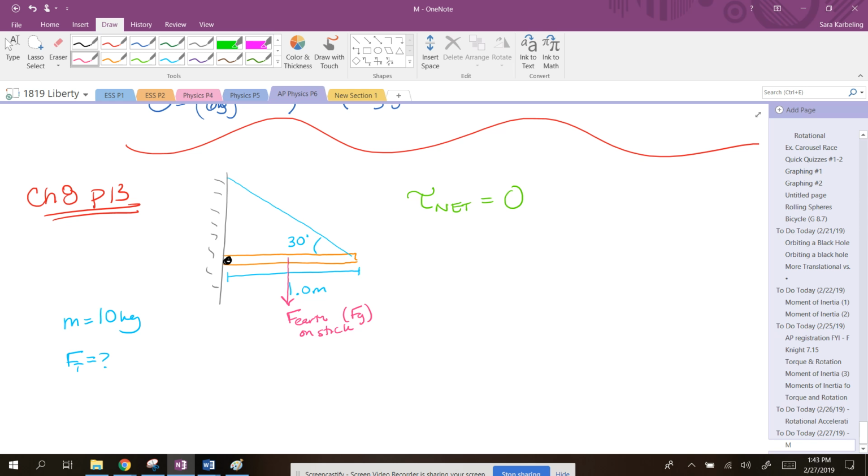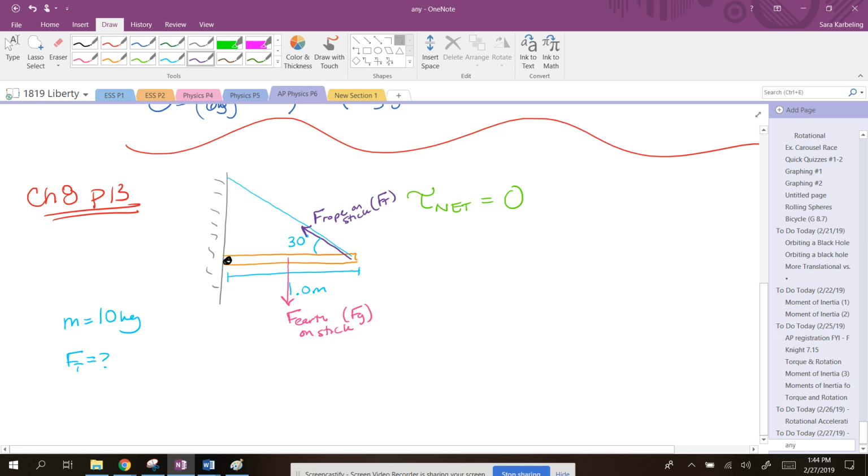Any other forces acting on that system? Tension. Since they're asking for it, tension probably exists, right? Let's put that tension in. Where's the tension going to go? Along the rope or along the cable, right? It always does, from the object along the cable. So it's going to go up like this. The force of the rope on the stick, FT.